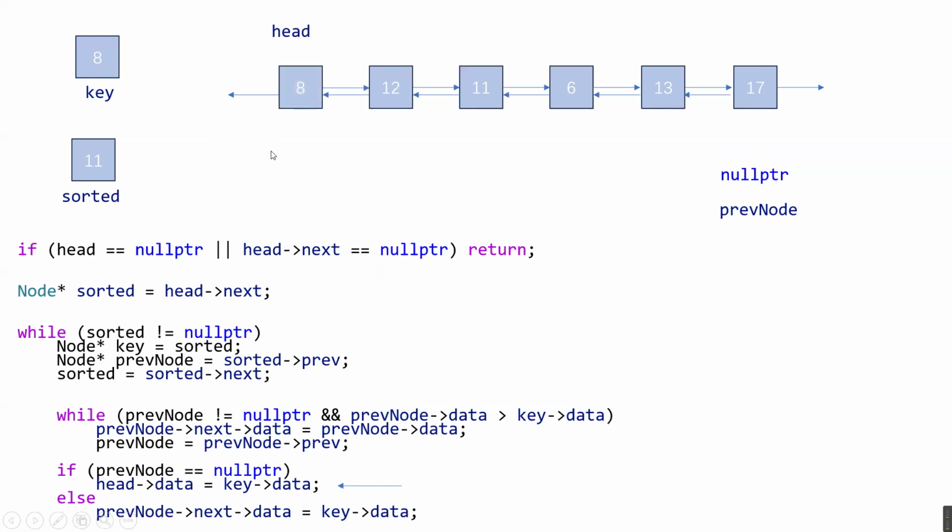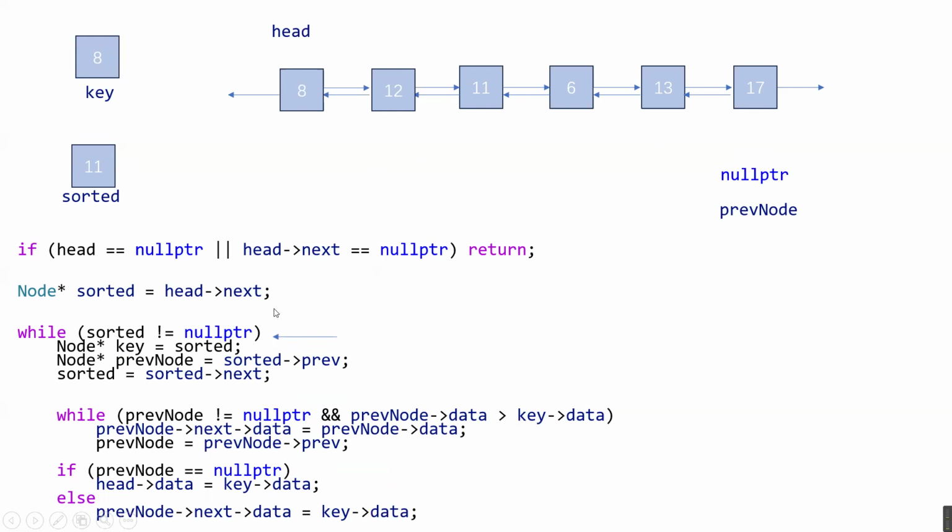So that makes sense. In this process, the key was like a temporary variable to record the element, and the previous one should record the head of the sorted sequence, and the sorted will record the element needed to compare in the next time step. So we go back to the while condition. The sorted, this one is still not a null pointer because we haven't traversed all the elements of the unsorted sequence.